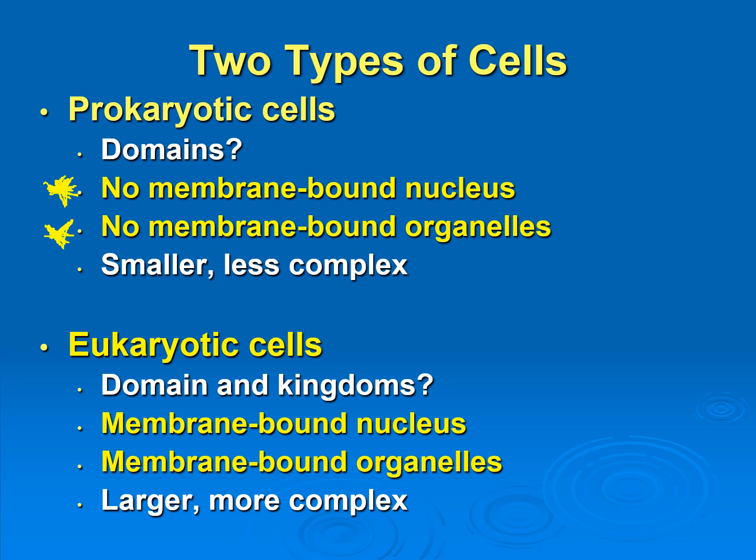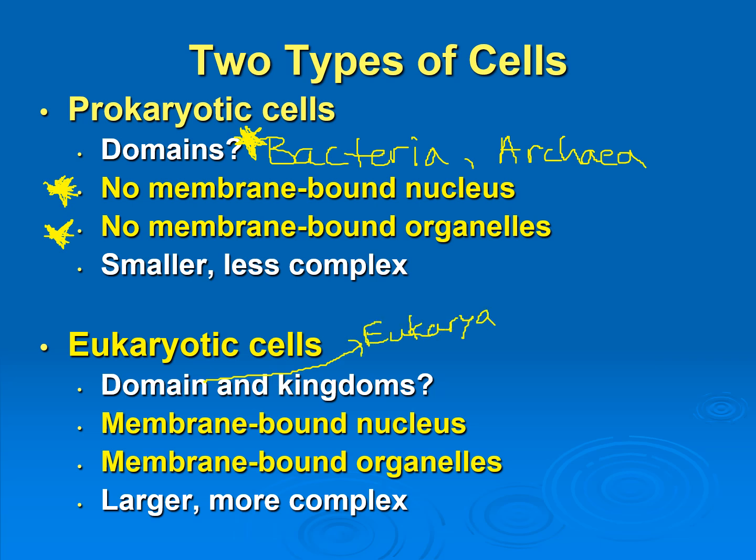So the domains that are made up of prokaryotic cells would be the bacteria, and those are the ones we're going to be focusing on. And then another domain that has prokaryotic cells would be the archaea. We're not going to really talk about them, so you don't have to focus on them. But just remember the bacteria are prokaryotes. And then for the eukaryotic cells, we're talking about domain Eukarya here.